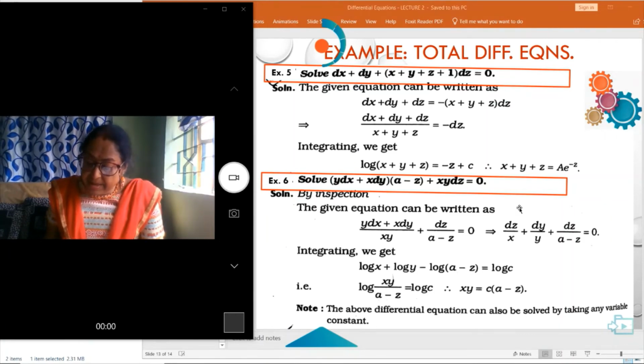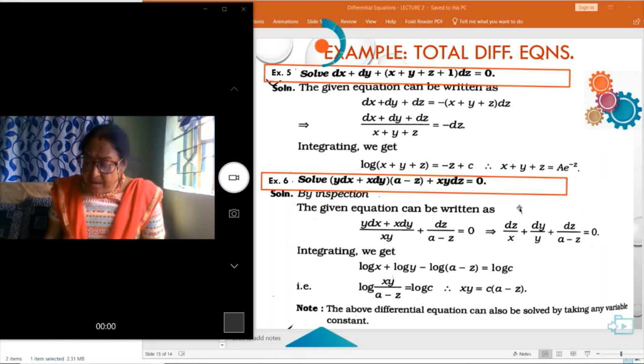Another example, dx plus dy plus x plus y plus z plus 1 into dz is equal to 0. Here we also take dz is equal to 0 and dx plus dy plus dz is equal to minus of that one. So by inspection, this is the inspection method. By inspection, dividing it by x plus y plus z, and then we get dz. So log of x plus y plus z is equal to minus z plus c. So this is the result.